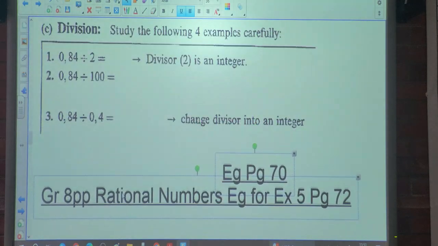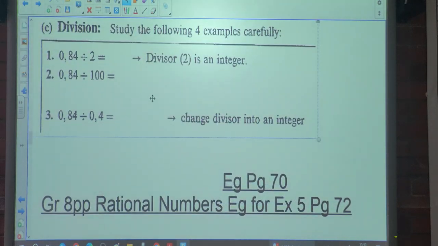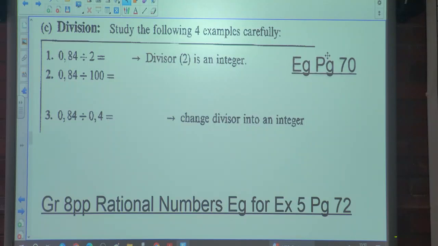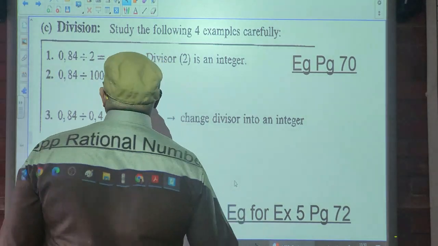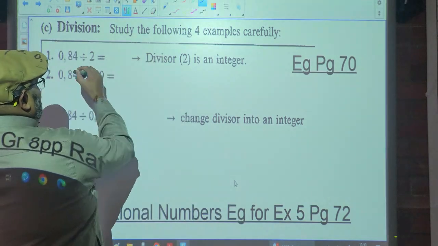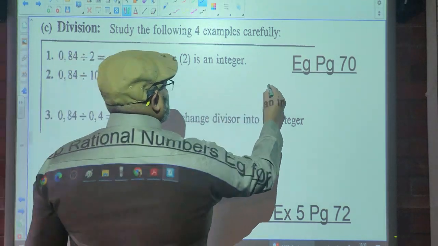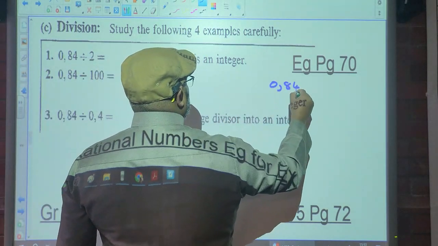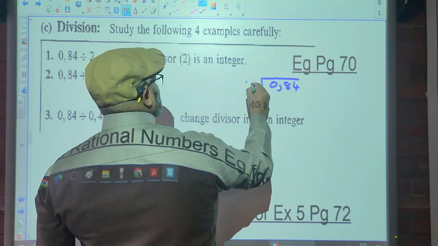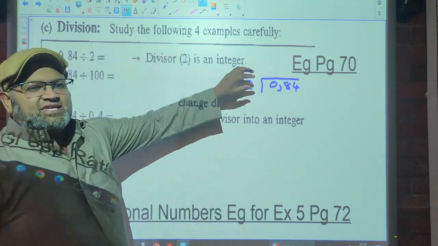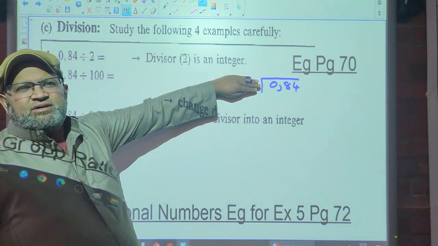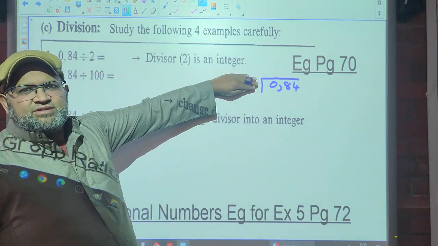Division. Study the following 4 examples carefully. So this is simple. First one. So it's going to be 0,84 that is divided by 2. So if the divisor, if this number here is a whole number, I can go straight into division. Can you see that, people?